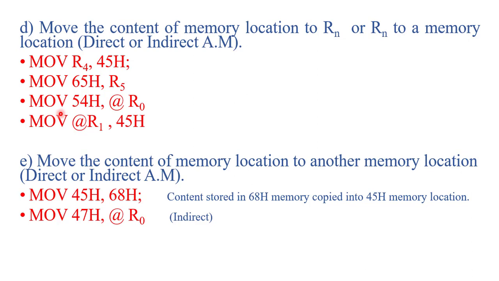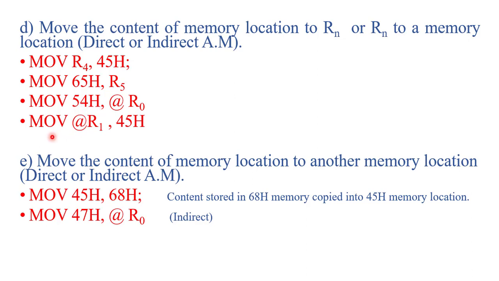Once again I will explain. MOV 54H, @R0 tells that the content or data stored in a particular memory location whose address is mentioned in the R0 register is moved or copied into the 54H memory location.